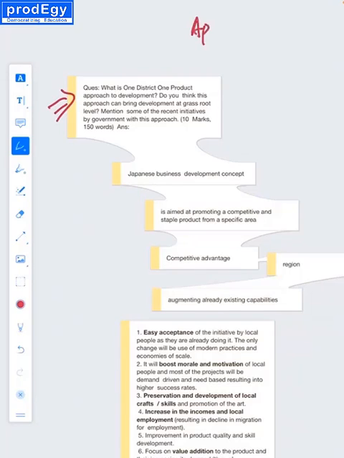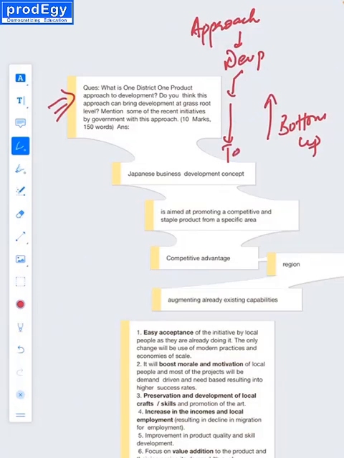We have different approaches to development. One is the top-down approach and another is the bottom-up approach. These are the two basic approaches to development related to planning. In a top-down approach, all the decisions are taken at the top. What is good is decided by authorities sitting at the top, and they enforce their decisions downwards.